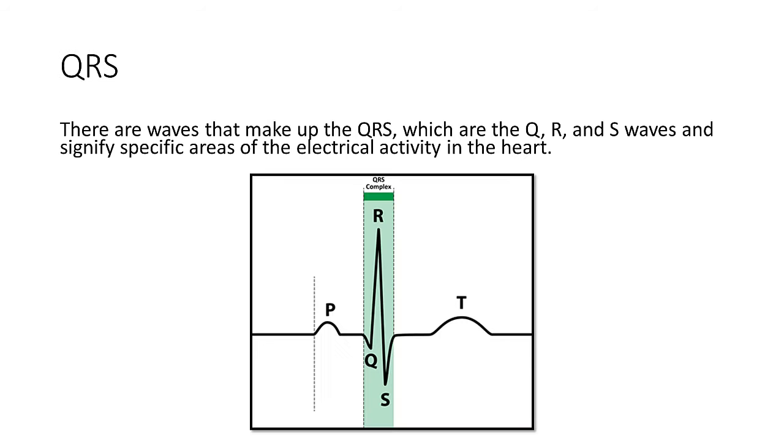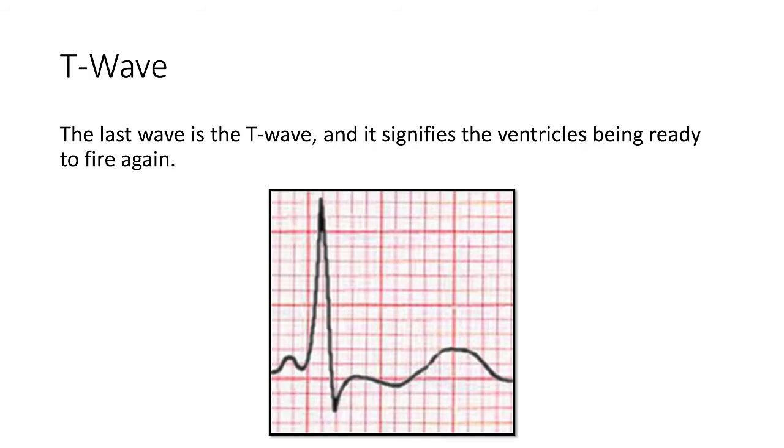In the QRS, you have the Q wave, which is the start of the wave. The R is the big upward deflection, and then the S is a downward deflection, and it may go down below the isoelectric line, which is this red line that I put across here. That is an imaginary line, but sometimes it won't. Then the very last wave of the heartbeat is the T wave. What the T wave signifies is that your ventricles are ready to fire again. They're ready to go, they're primed, and they're going.